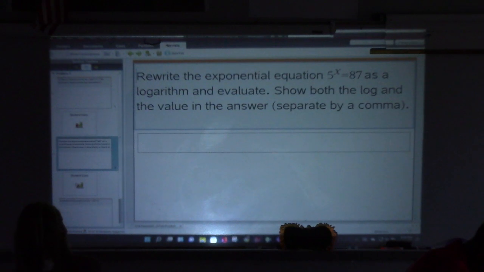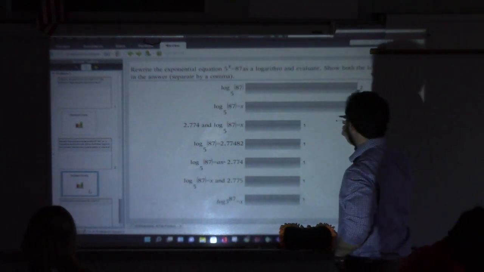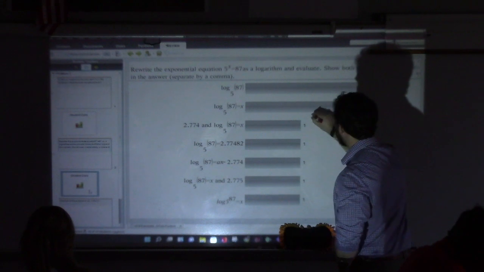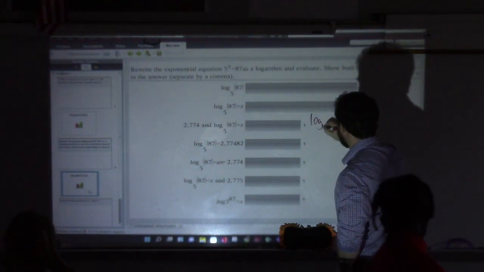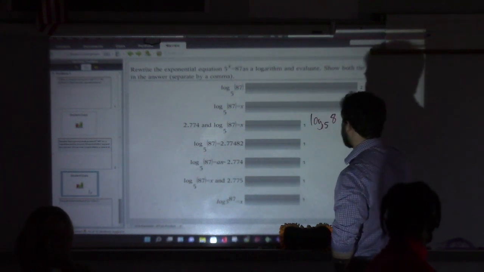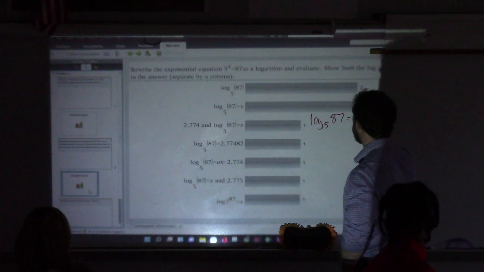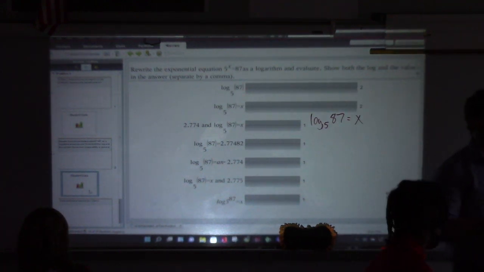I'm asking you to rewrite the exponential equation 5 to the x equals 87 as a logarithm and evaluate. And most of us got log base 5 of 87. And Gracie had an interesting statement that there is no log, or 5 to a power does not equal 87. Is that true? Not a whole number. Okay, that's important to remember. Not a whole number, not an integer.